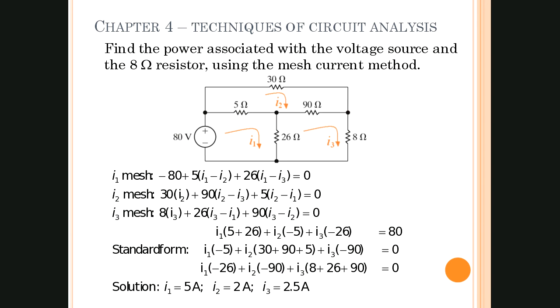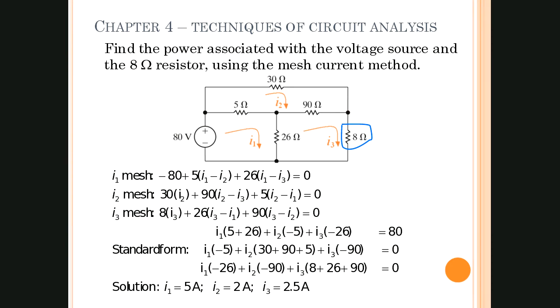current method. And so we're looking specifically, like I said before, for the power around this 8 ohm resistor. In order to do that, I need to find the current going through the 8 ohm resistor, and we're going to use the formula at the very end to solve for power. P is equal to I squared R.